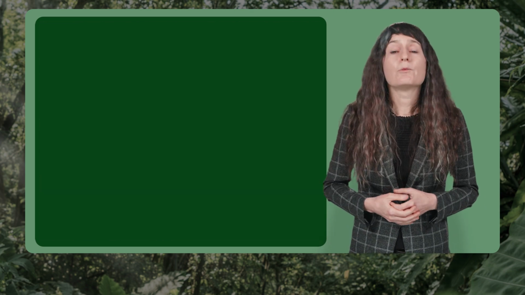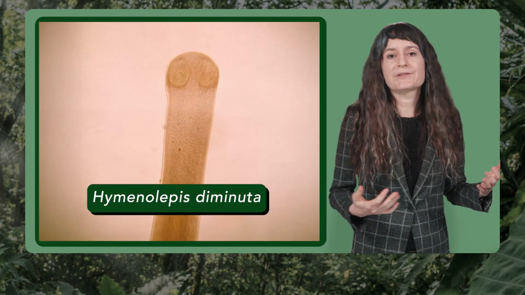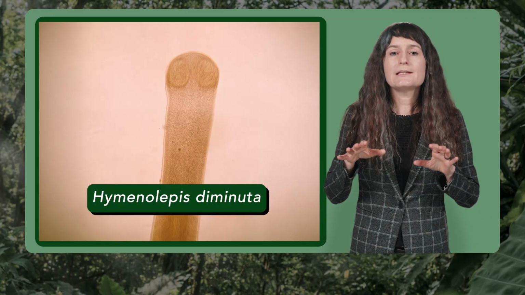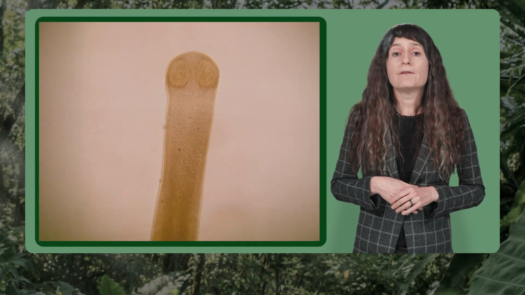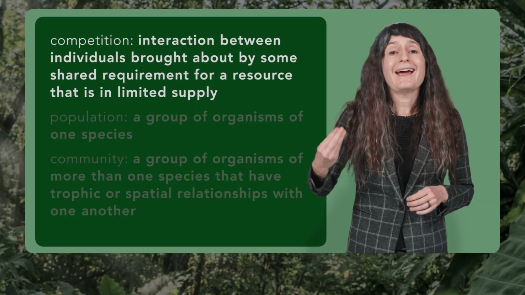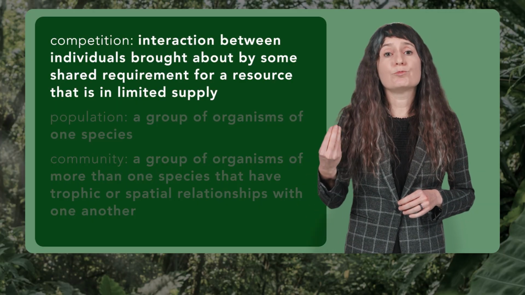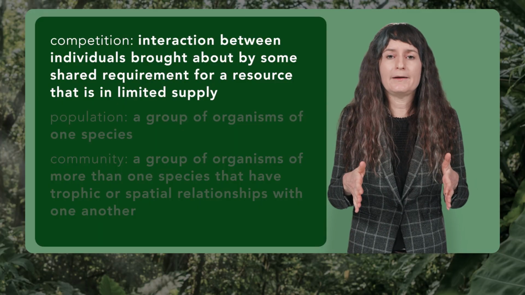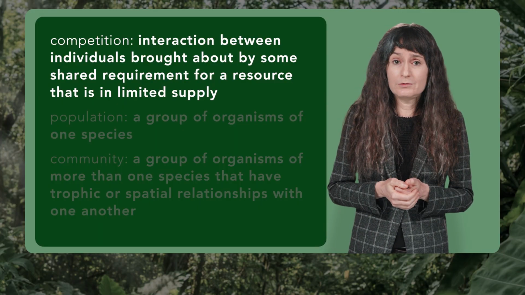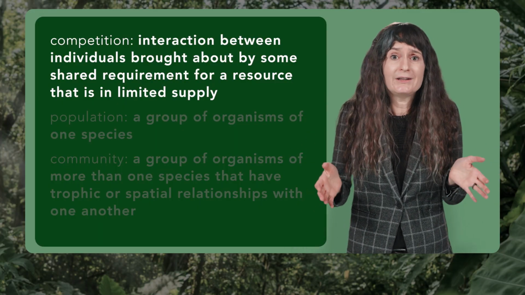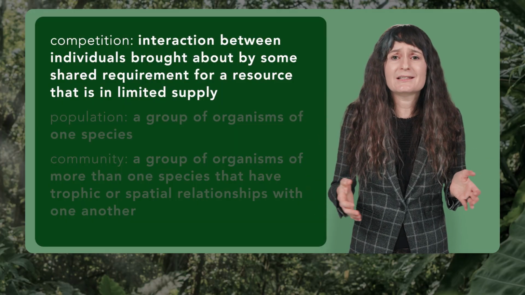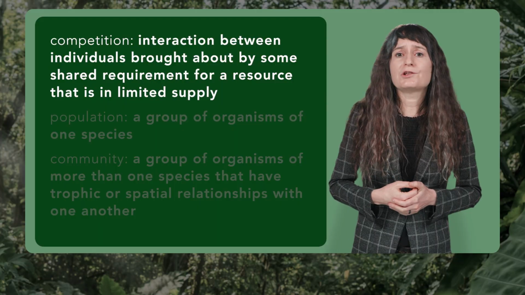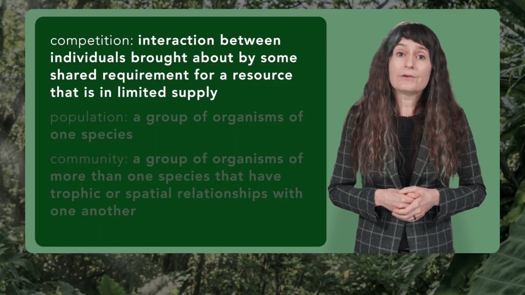For this question, we're going to go back to our good old model system, Hymenolepis diminuta, the rat tapeworm. Let's begin with a couple of definitions. First, I want to define competition as an interaction between individuals brought about by some shared requirement for a resource that is in limited supply. Of course, if you don't have the pie to yourself, if you need to share it and divide it up into smaller slices, it's going to lead to a reduction in growth or reproduction of individuals competing for those slices of pie.